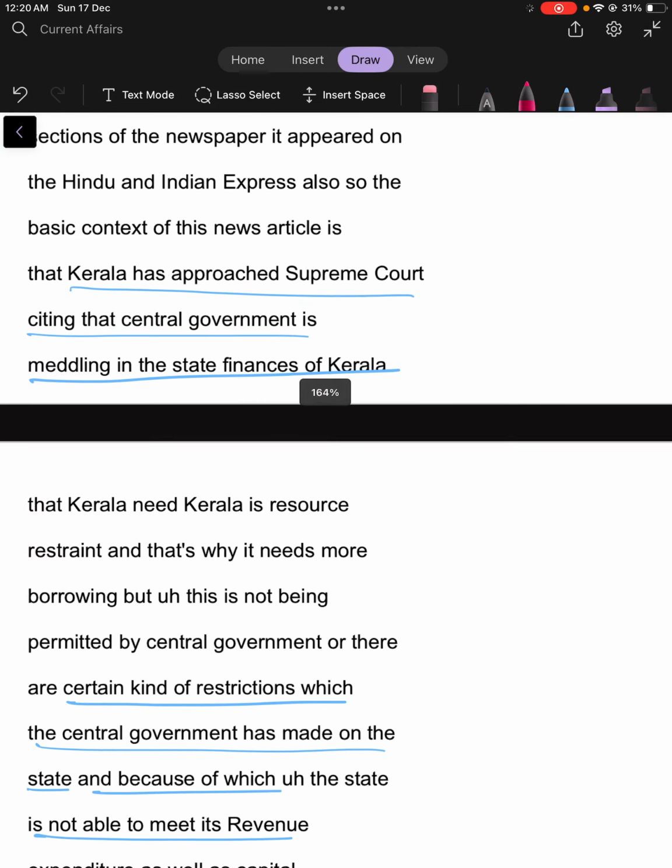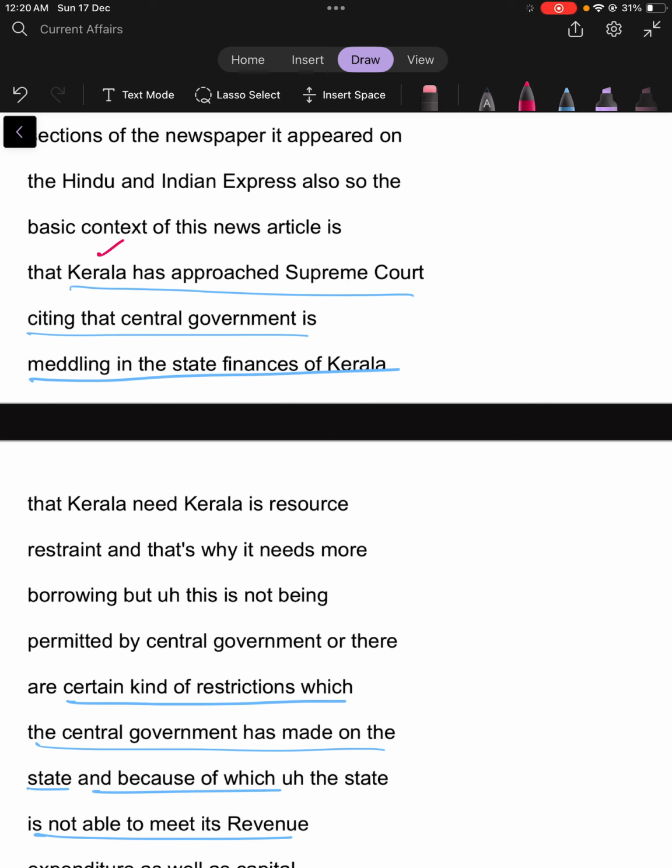So in this video we'll talk about the news that Kerala has approached the Supreme Court, citing that the central government is meddling in the state finances of Kerala. So the central government has a role in controlling the finances of the state government. We'll read about it.